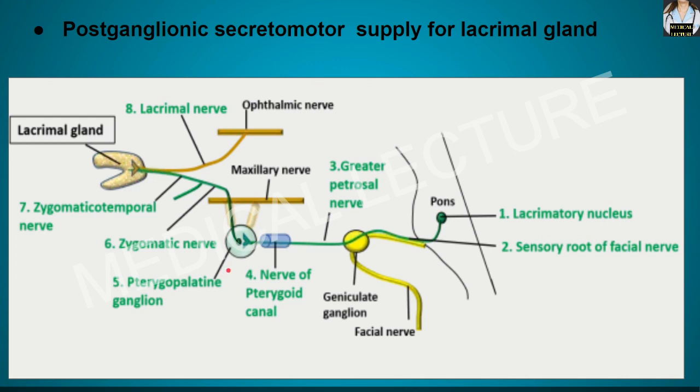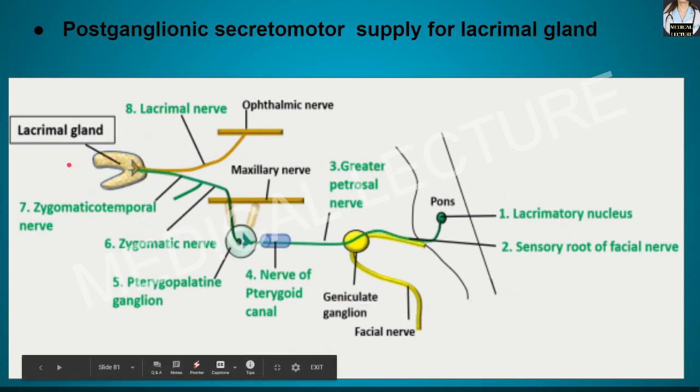So let's revise again from the beginning. First, at the lacrimatory nucleus of the pons, then it passes to the nervus intermedius, then to the geniculate ganglion, then the greater petrosal nerve, then the nerve of the pterygoid canal, then it relays in the pterygopalatine ganglion. From this ganglion, the supply goes to the maxillary nerve, then the zygomatic nerve, then the zygomaticotemporal nerve, then the lacrimal nerve and the lacrimal gland. Just remember this easy diagram, and you will easily be able to remember the whole supply.